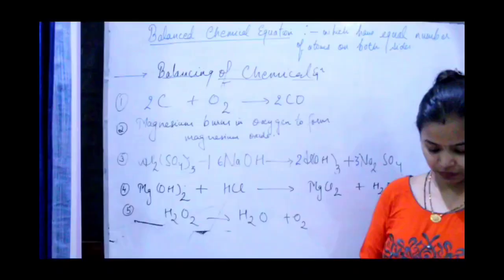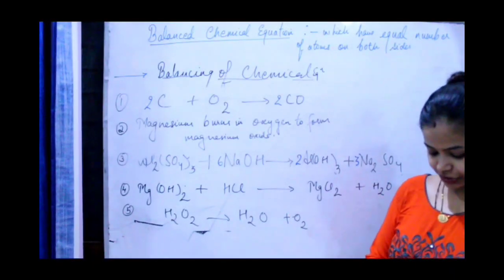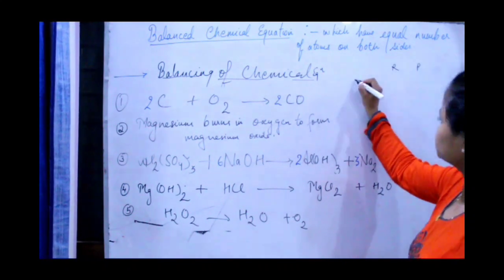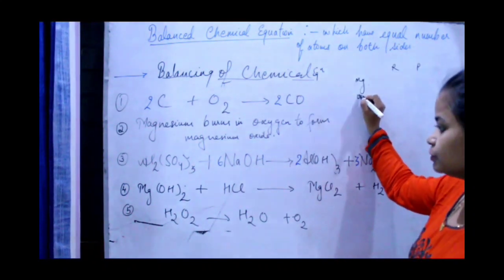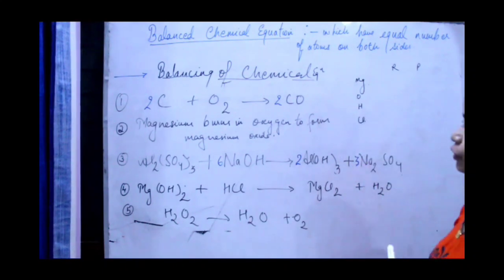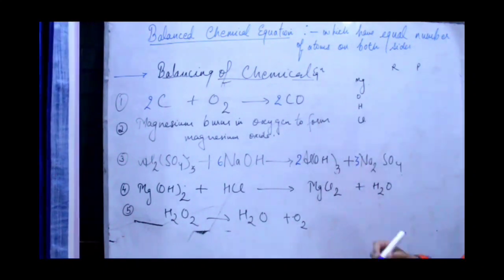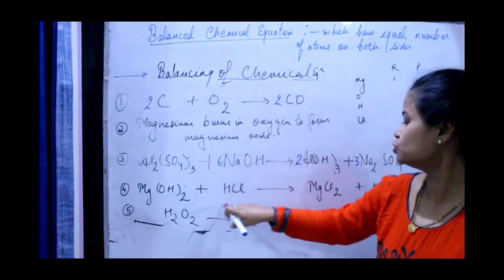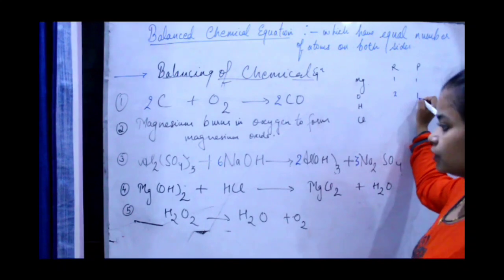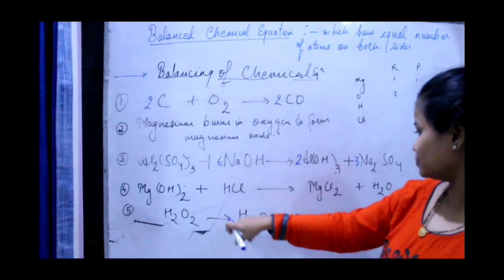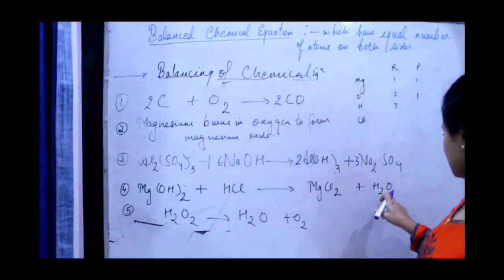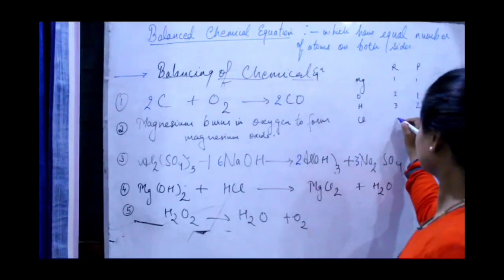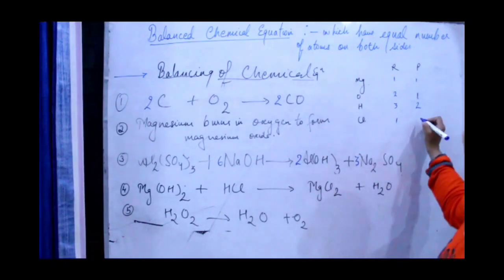Fine. Now we'll balance the fourth equation. Let me write it over there first. Reactant, product, which are the elements? Magnesium, oxygen, hydrogen and chlorine. Okay. On reactant side, magnesium 1, product also 1. Oxygen 2, here 1. Hydrogen 2 plus 1, 3. And here hydrogen 2. Okay. Chlorine 1 on reactant side, and product side it is 2.